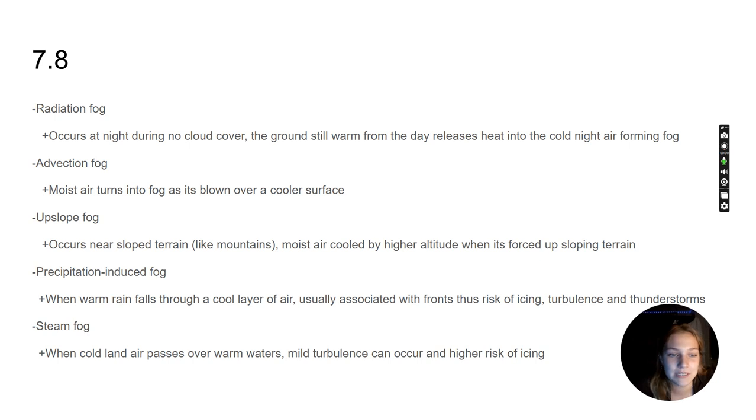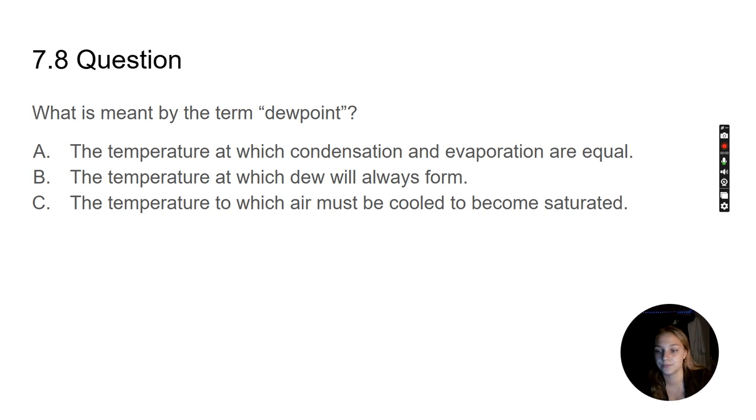And then precipitation-induced fog is when warm rain falls through a cold layer of dry air, usually associated with fronts. There's a risk of icing, turbulence, and thunderstorms. And then there's steam fog, where cold land air passes over warm waters. Mild turbulence can occur and there's a high risk of icing. So precipitation-induced fog and steam fog are the fogs I would be looking out for. Not gonna lie, they seem like the scariest.